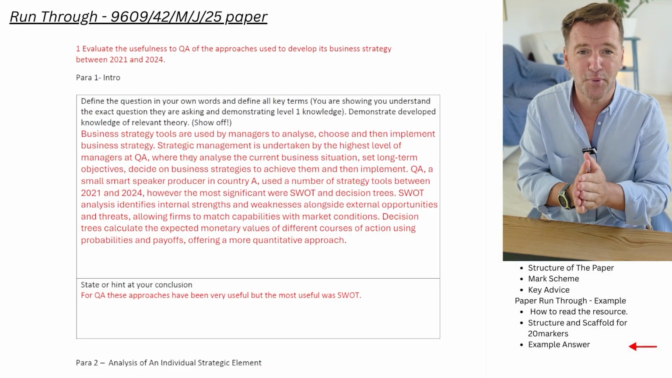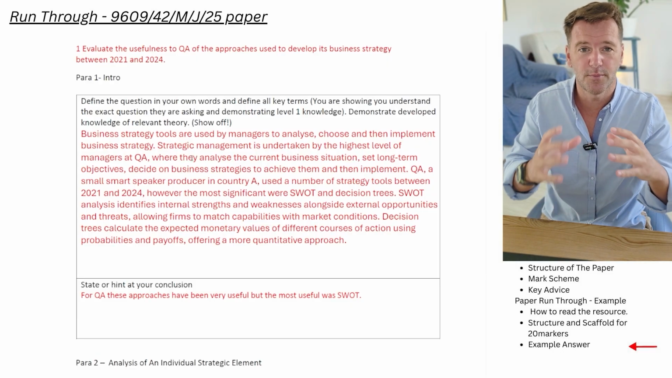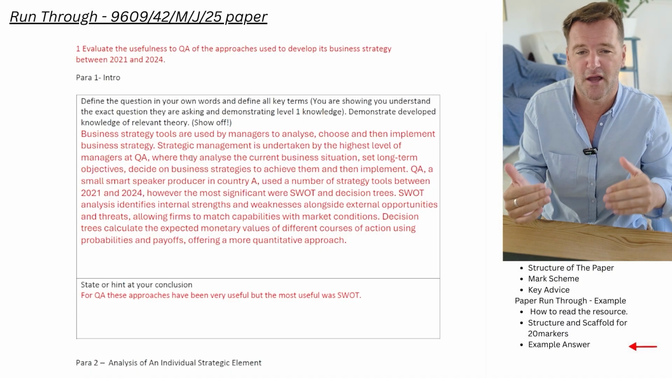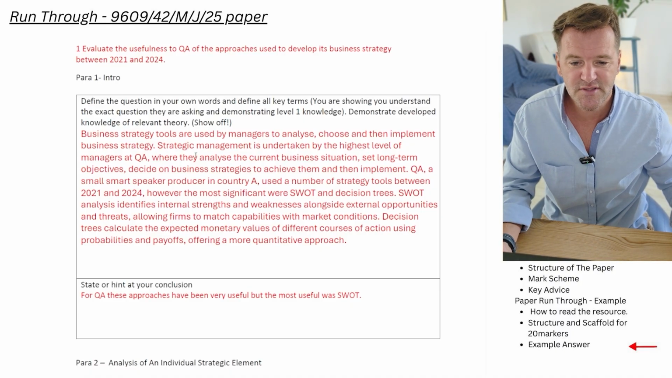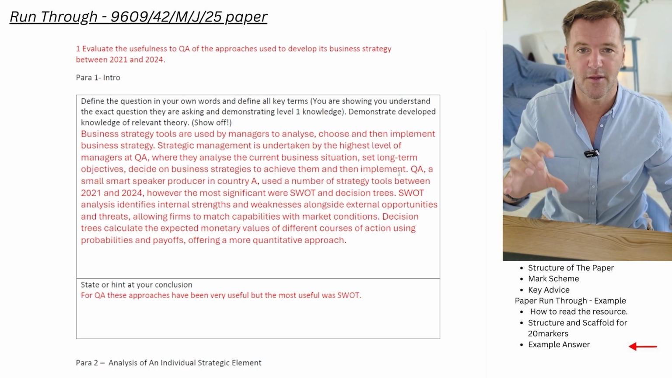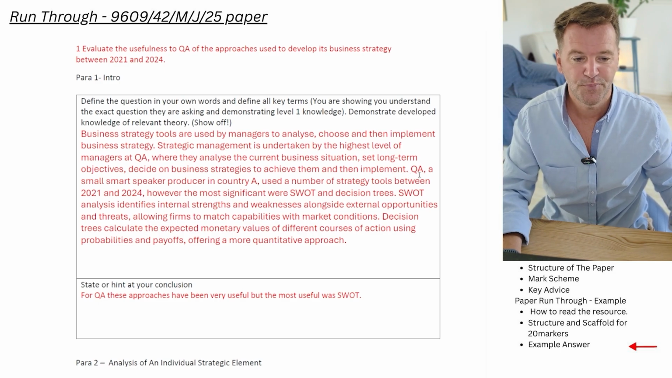First sentence, most important in an essay. Last sentence, most important, because it's what they read and get the impression of you when they're giving these big subjective marks between 0 and 20. Strategic management is undertaken by the highest level of managers at QA, where they analyze the current business situation, set long-term objectives, decide on business strategy to achieve them, and then implement. Good knowledge, really trying to get those AO1s in the bag in the first opening there.